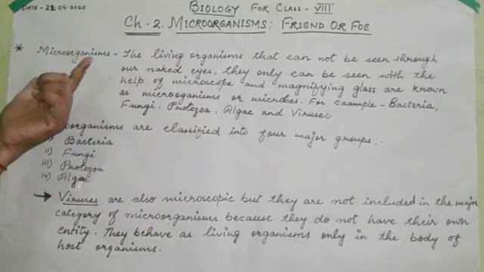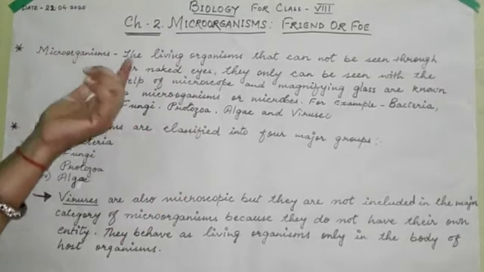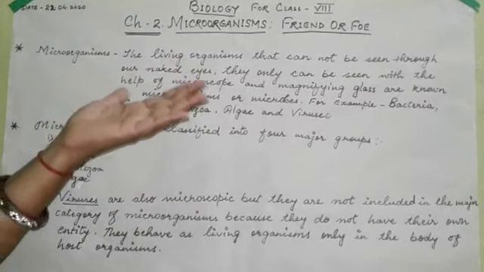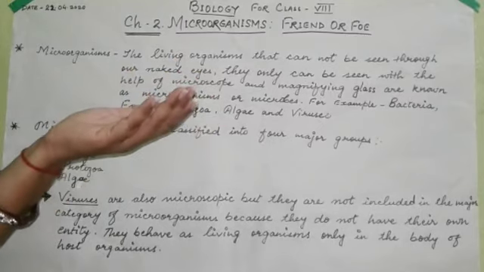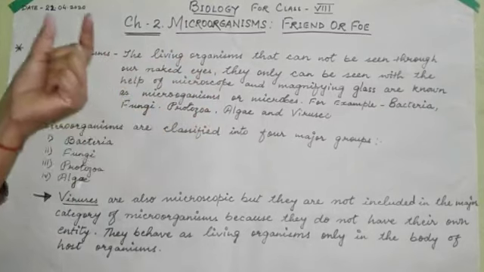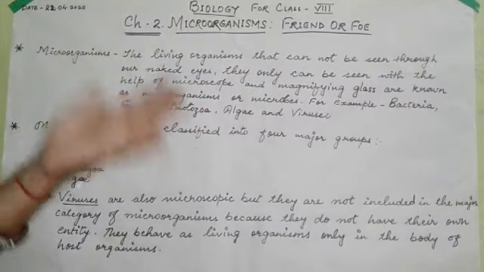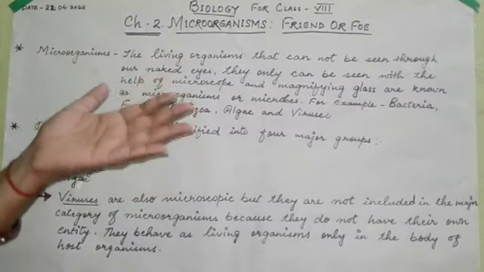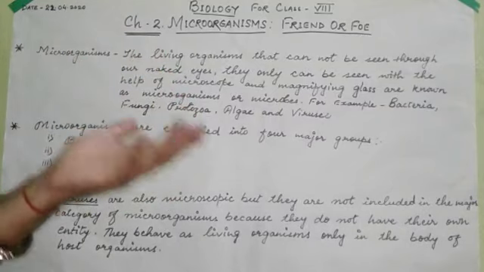Now, you have seen several kinds of plants and animals. However, there are other living organisms around us which we normally cannot see. These are called microorganisms or microbes.